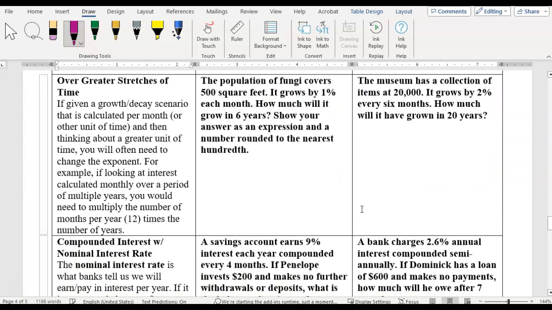All right. Now, if we have something over greater stretches of time, you need to account for the number of times it's happening and then raise it to the power of the time that it's growing over. Let's look at an example. The population of fungi covers 500 square feet.